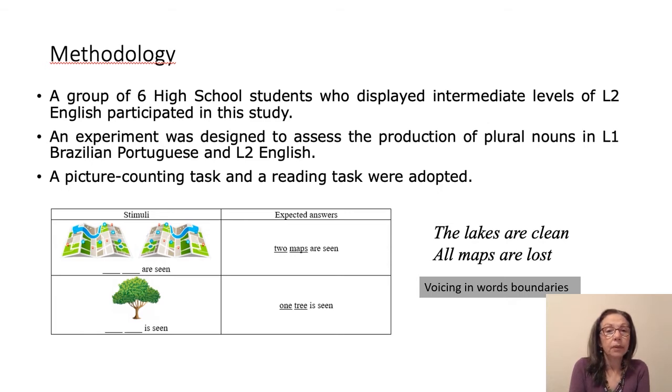In the picture counting task, as shown in the picture as well, there were slots where they had to fill in what the figure showed. For example, 2 maps are seen. Okay, why did we look at the sentences and not just isolated words? Because as I mentioned, there is this voicing in word boundaries where a word final S becomes Z when followed by a vowel. So that's why we examined word finally and then when followed by a vowel.